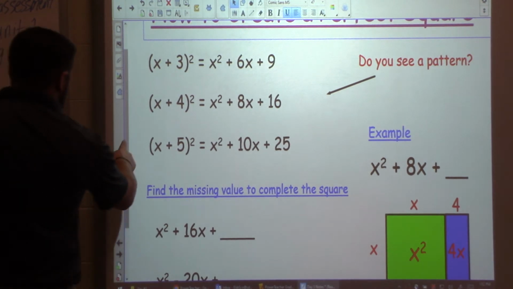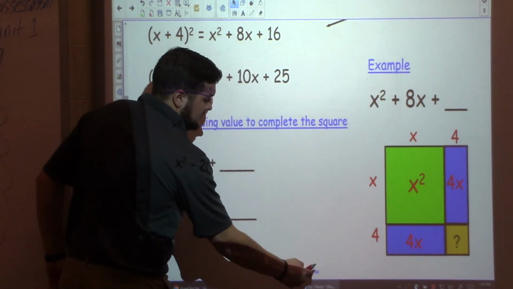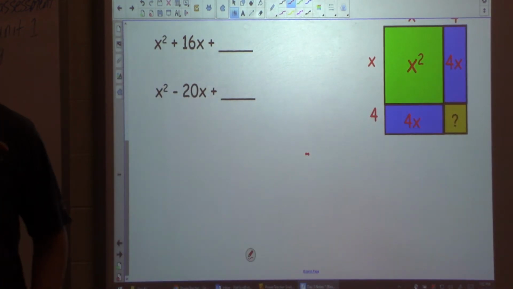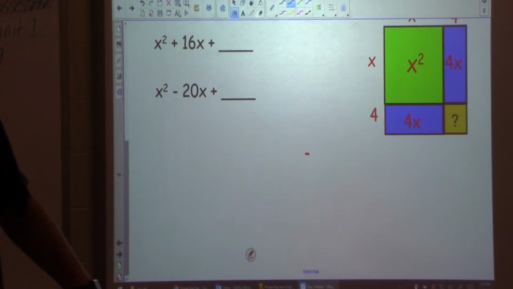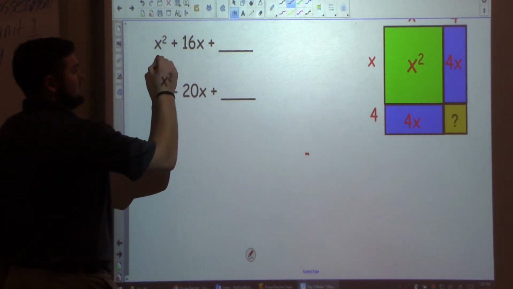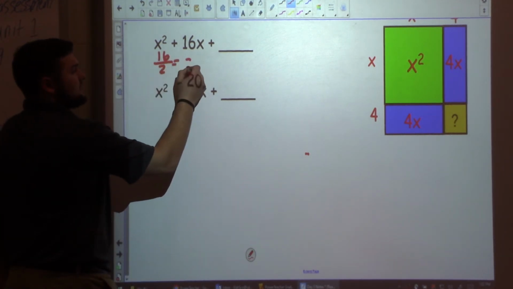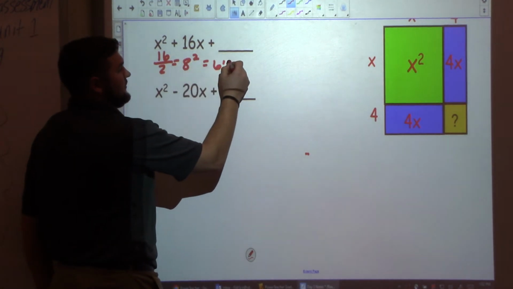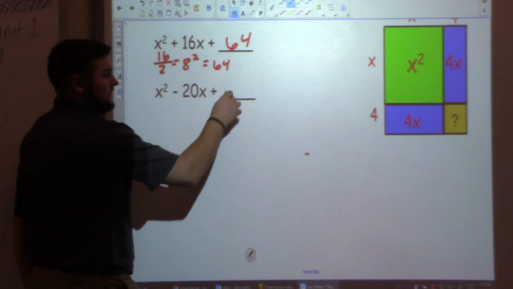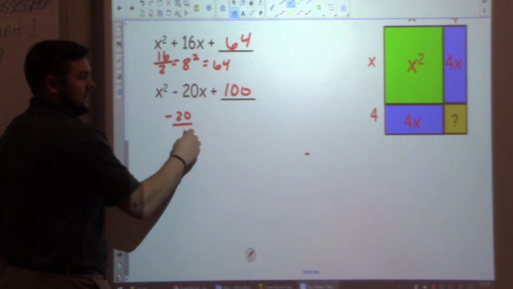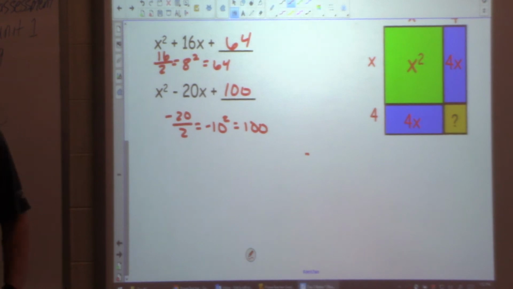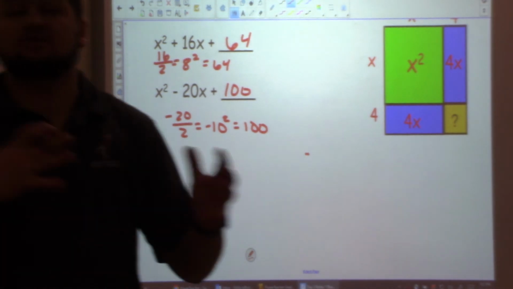If we practice that down here, I want you to find the missing value of these two. X squared plus 16x plus what? 64. How'd you get that? 16 divided by 2 gave us 8, and we squared it and got 64. The second one is 100. Very good. Take negative 20, divide it by 2, get negative 10, we square it, we get 100. Does that make sense? So that's how we're going to complete the square.